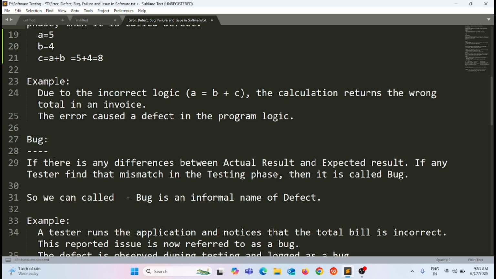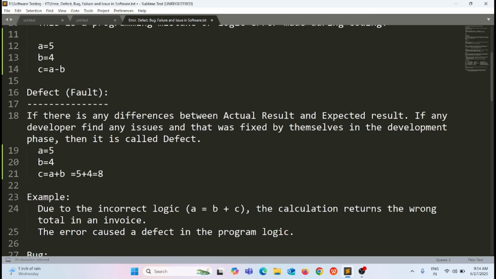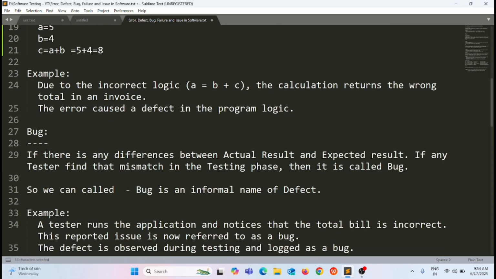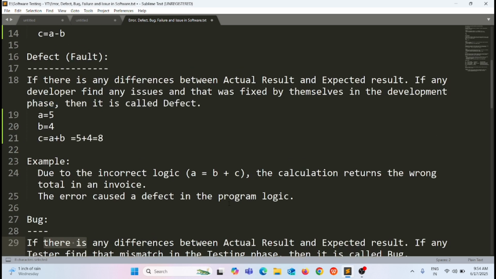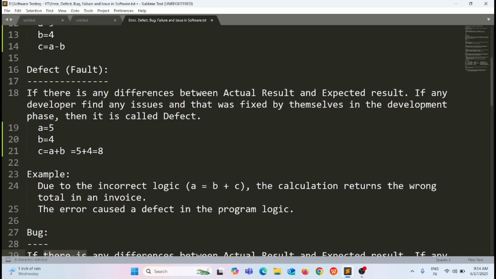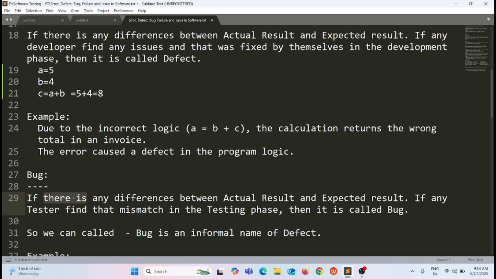Make sure of that. So we can call bug an informal name of defect, because the definition is the same. One comes from the development end and another comes from the testing end. So in simple terms, we can say that a bug is an informal name of defect. Okay, now it is clear what a defect is and what a bug is.